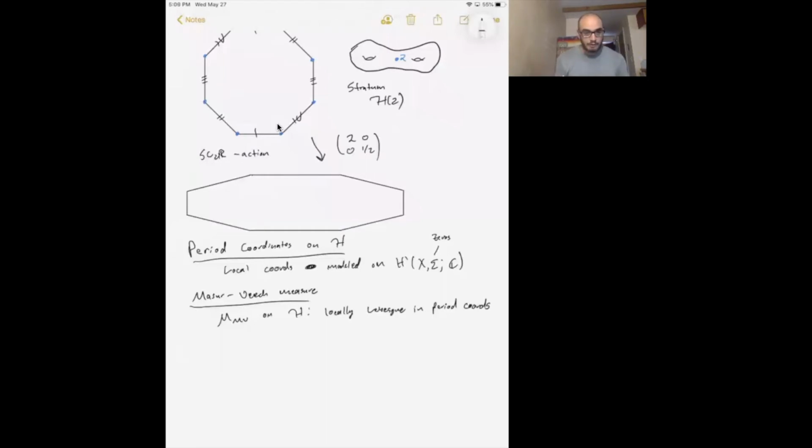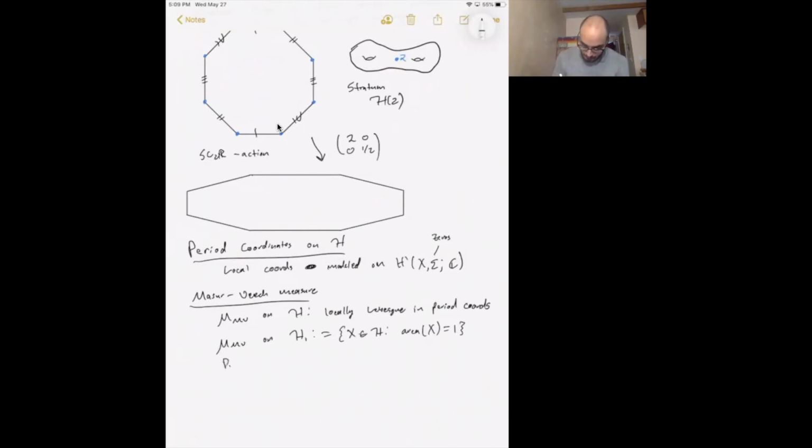Oftentimes we want to look at the Masur-Veech measure on the unit area locus. So this is going to be defined as, so it's just all surfaces in the stratum that have area 1. So there's a process for getting from the Masur-Veech measure on all of H to get a measure on H1.